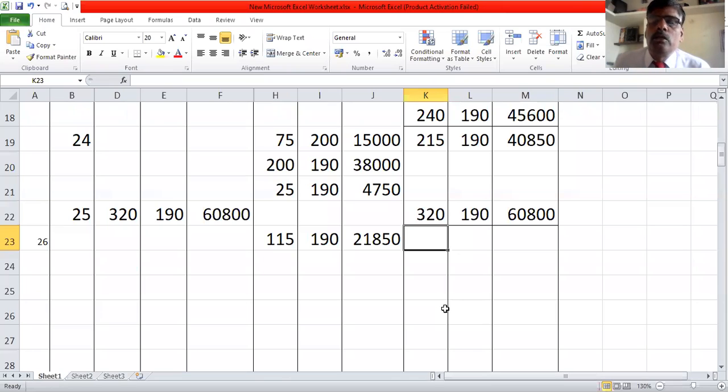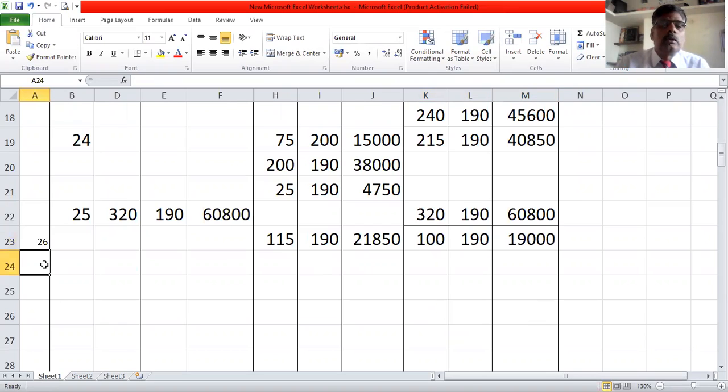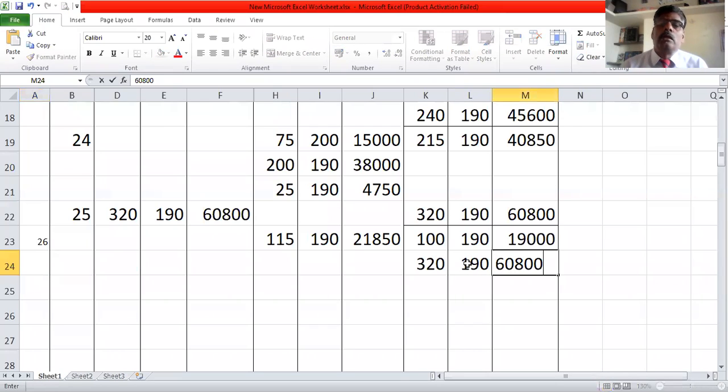Then write the balance. Out of 215 units, 115 units issued. So balance is only 100 units at the rate of 190. Amount is 19,000. Okay. This is 26th date. Sorry, one more balance you have to write: 320 at the rate of 190. Amount is 60,800. You write the balance.